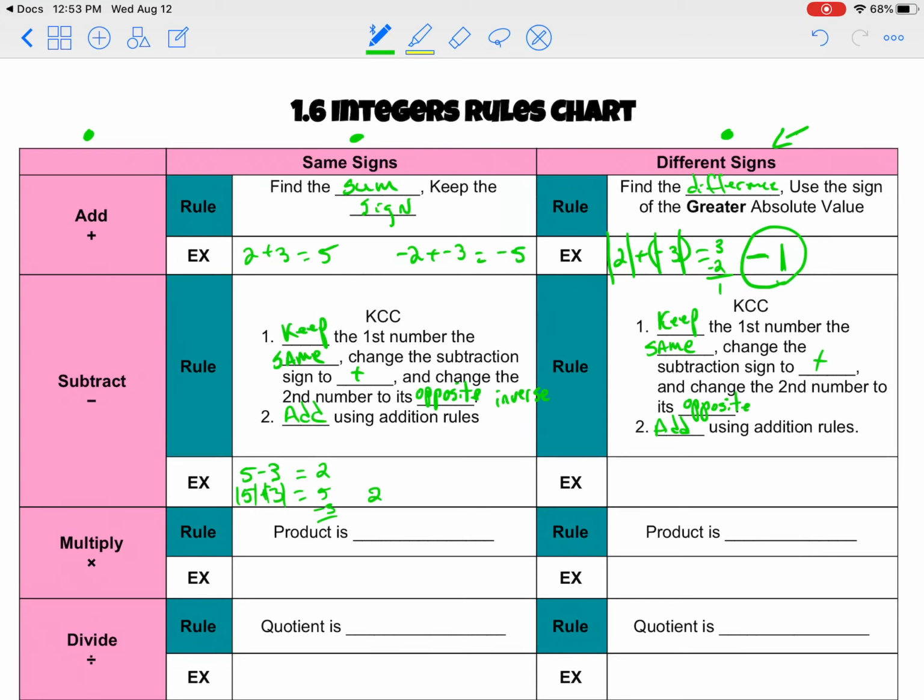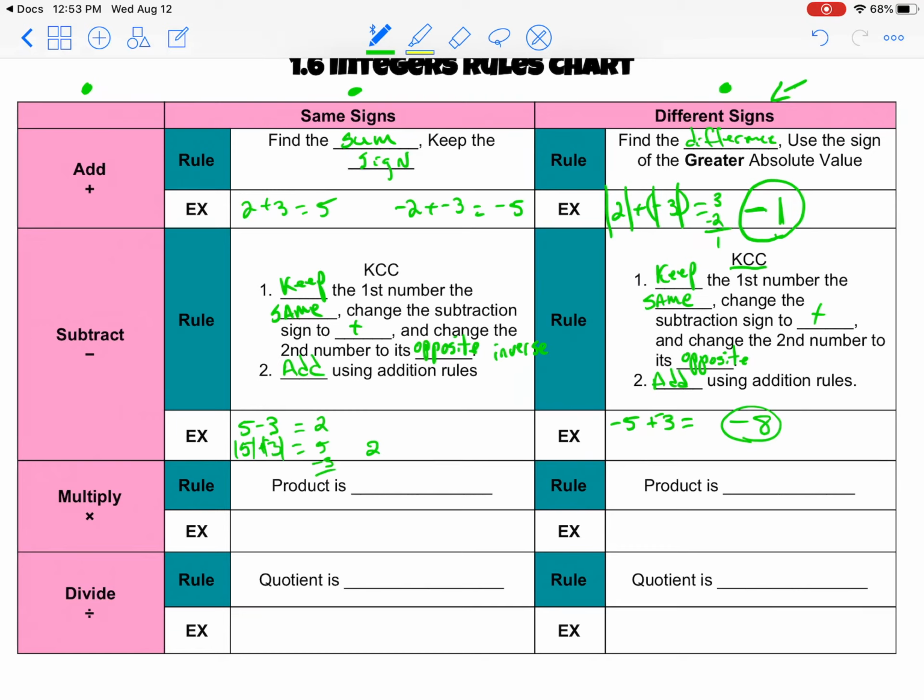So let's look at another one. How about I change it up? How about I go negative 5 minus a positive 3? What would that be? If I use keep, change, change, I'm going to keep negative 5 the same. I'm going to change that to addition, and I'm going to change that sign to a negative. So now I've got negative 5 plus negative 3. Are those signs the same or different? Those signs are the same now, right? Negative 5 plus negative 3 is what? Now the signs are the same. I keep it negative, and then 5 plus 3 is 8.